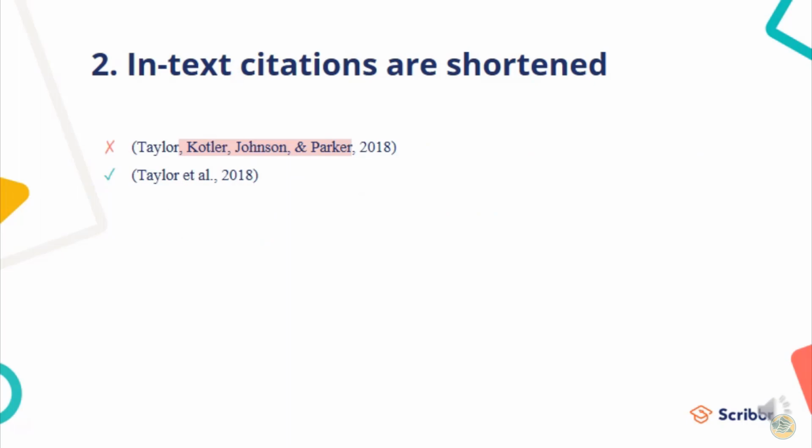The in-text citations are shortened right away from the very beginning of the paper. If there is a work with 3 or more authors, it is now shortened right from the first citation. You only include the first author's name and et al.